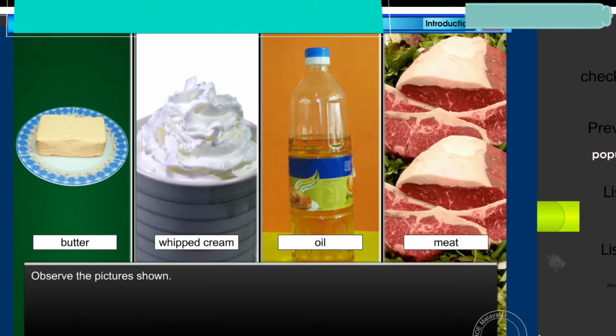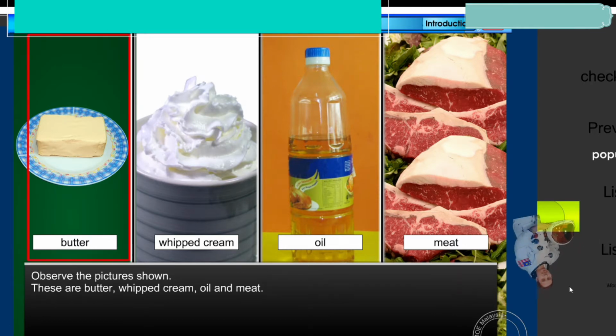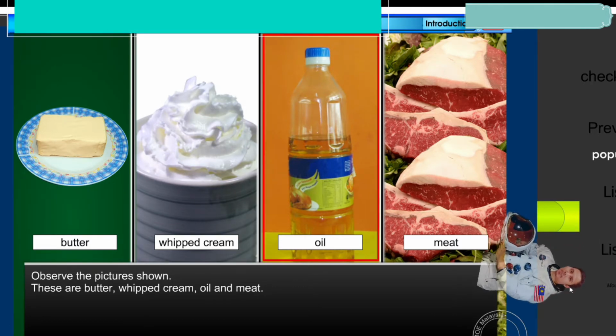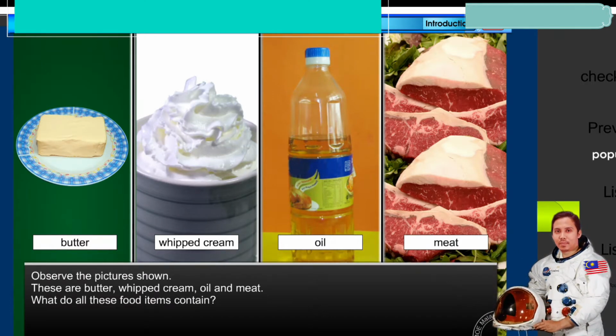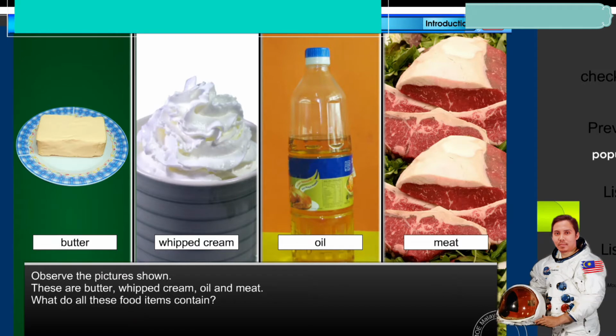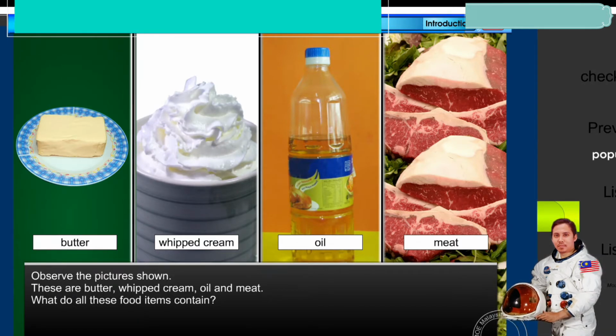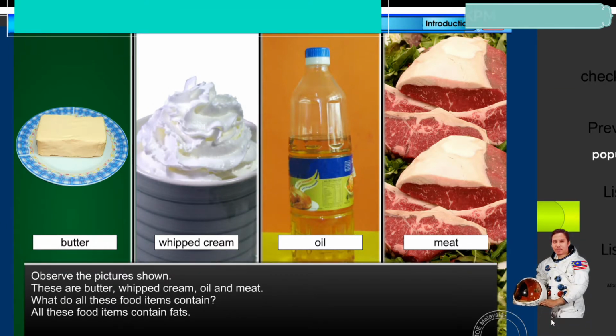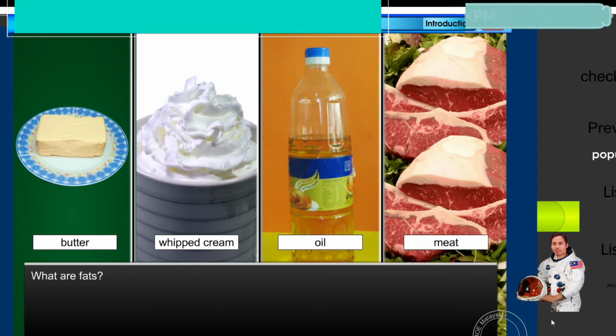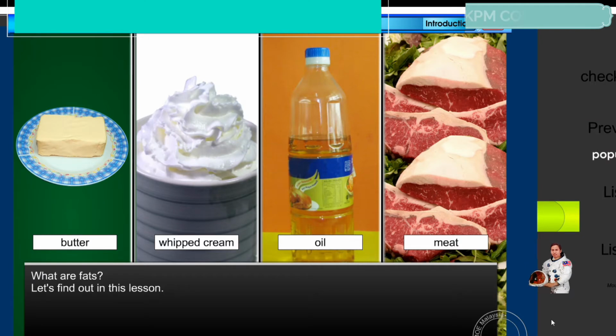Observe the pictures shown. These are butter, whipped cream, oil, and meat. What do all these food items contain? All these food items contain fats. What are fats? Let's find out in this lesson.